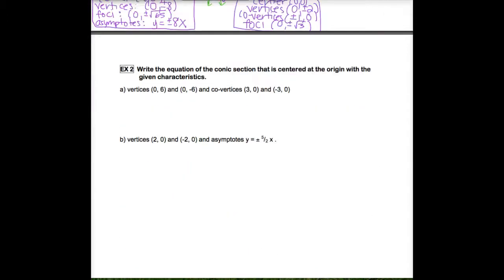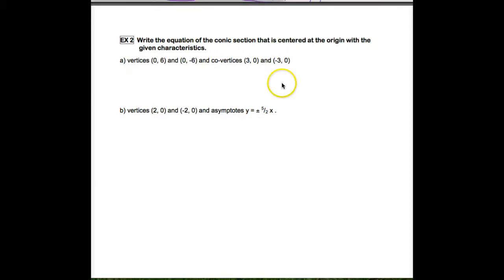All right, so we also need to be able to take this and write the equation. So first one in example 2, it says vertices and co-vertices, so that immediately tells you this is an ellipse. So vertices on the ellipse are your a values, so that means that a is 6, which means a squared is 36. Your co-vertices, that gives you your b, so b is 3, which means b squared is 9.